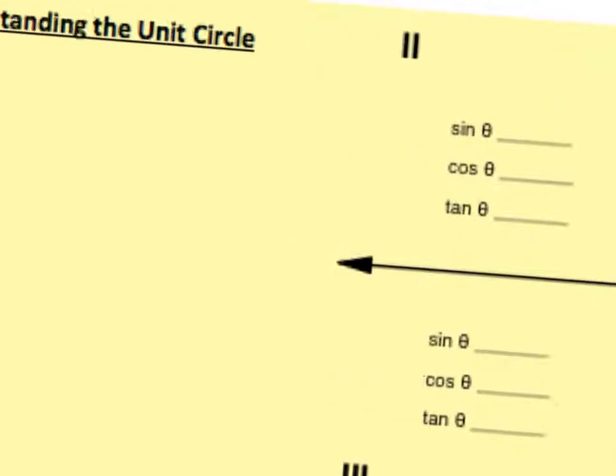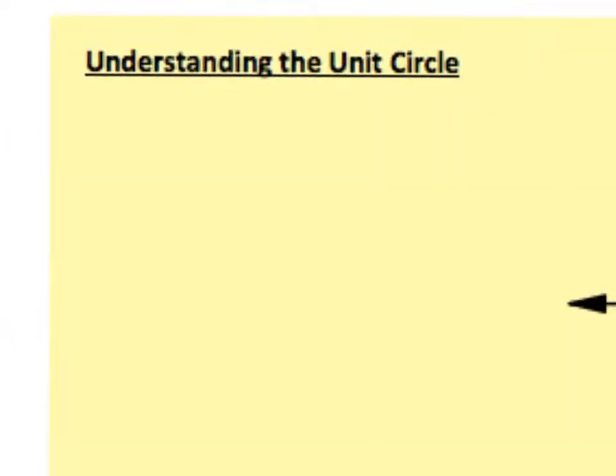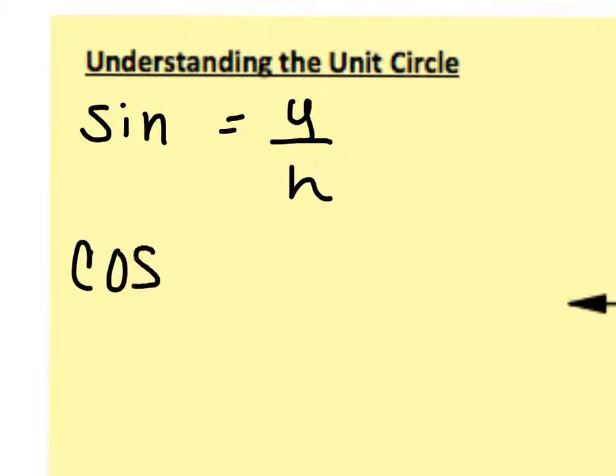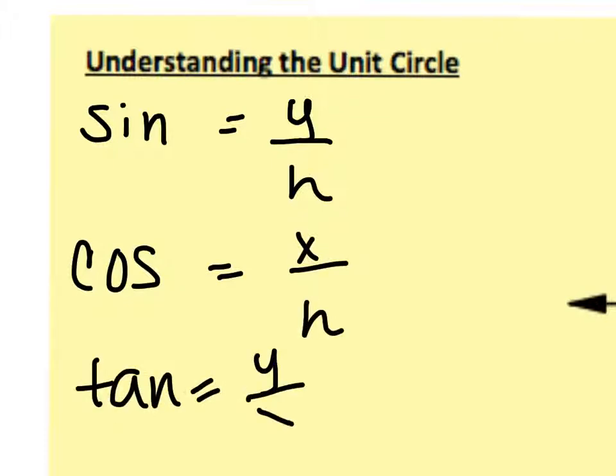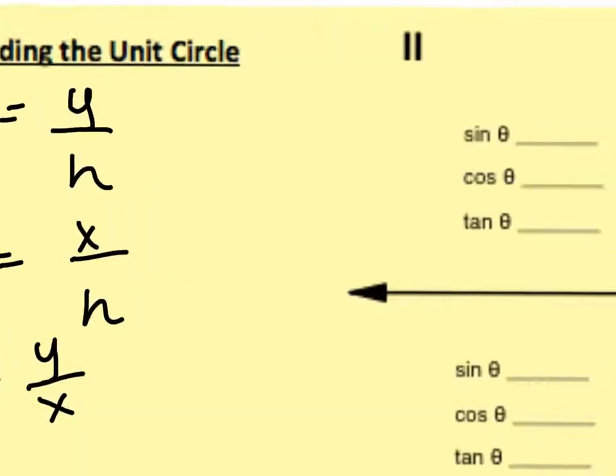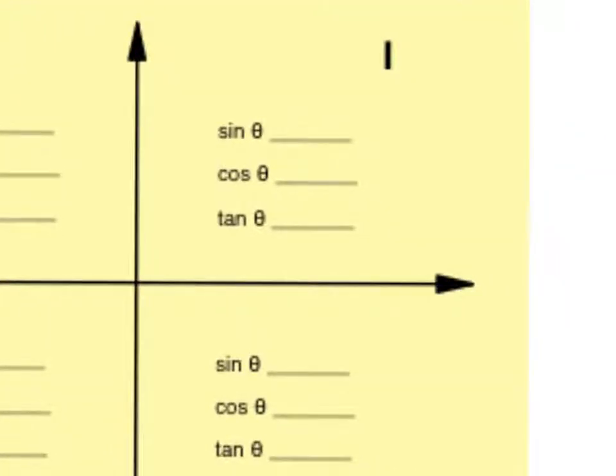Before I even start this, we've got to remember that sine equals y over h. Cosine is going to equal x over h, and tangent is going to equal y over x. Okay, so let's talk about the first quadrant here. If sine is the y coordinate, then in the first quadrant the y's are all positive. h is always going to be positive no matter where it is.